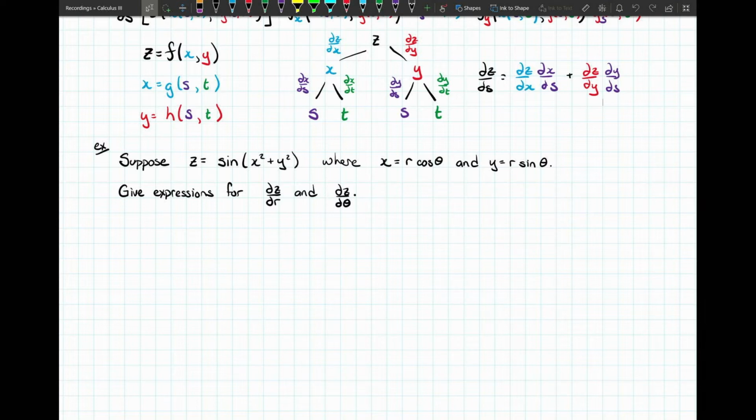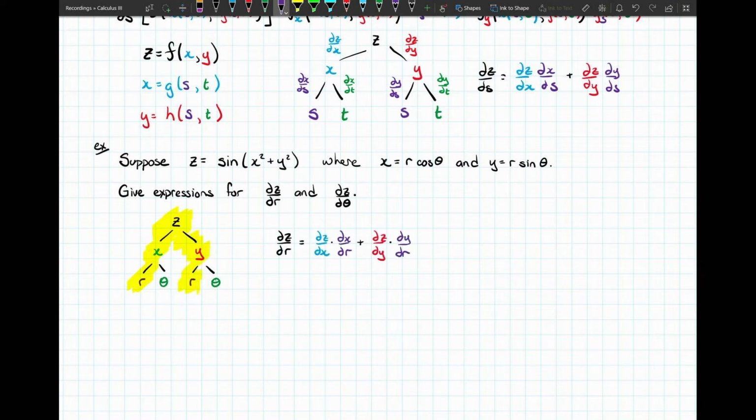Well, first of all, I would suggest drawing a tree diagram. Here we have z depending on x and y, which are both functions of r and theta. From the chain rule then, we're going to be looking at the partial derivative of z with respect to r first by going through z, x, and then r, and also z, then y, then r.